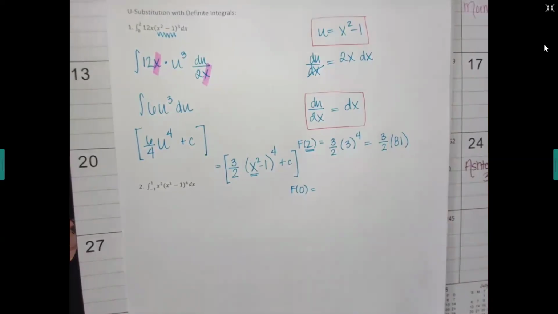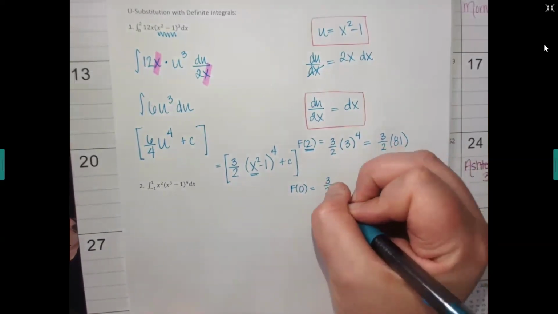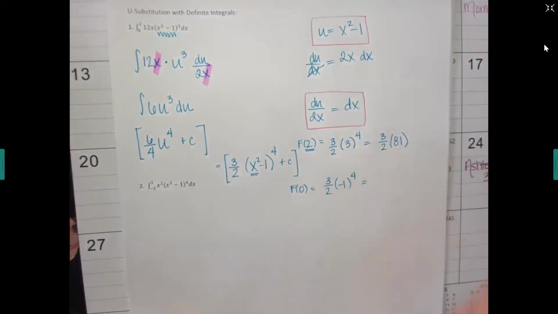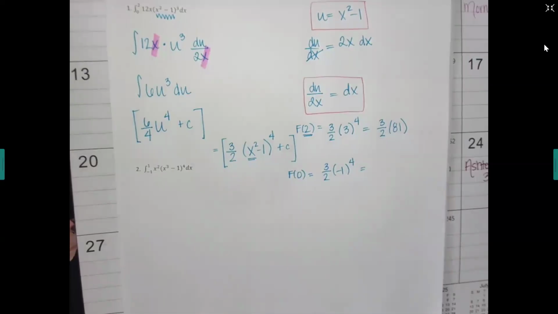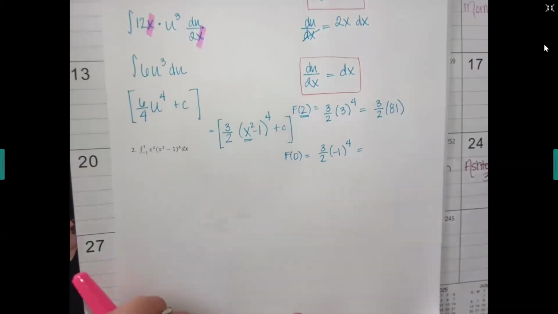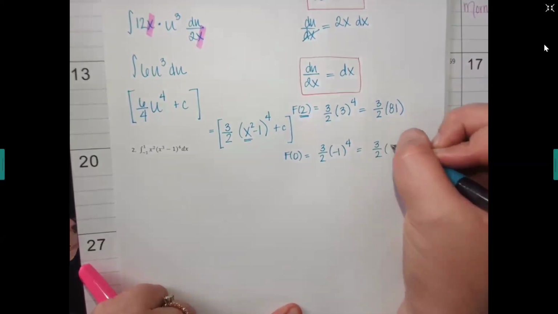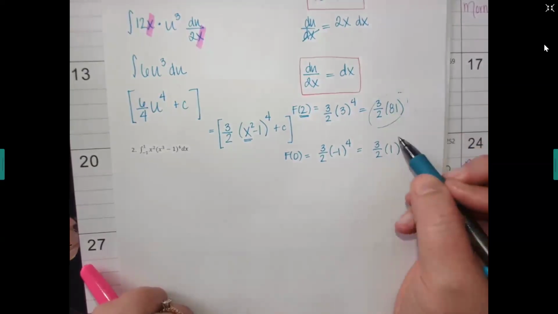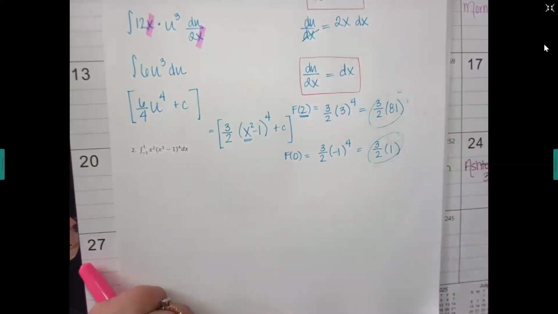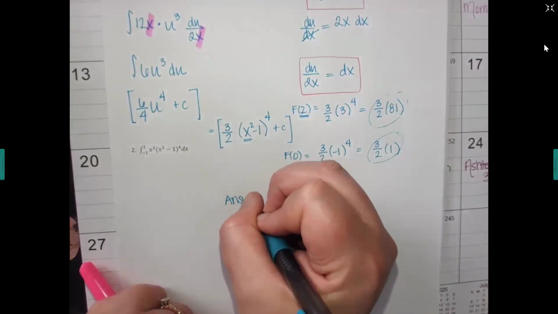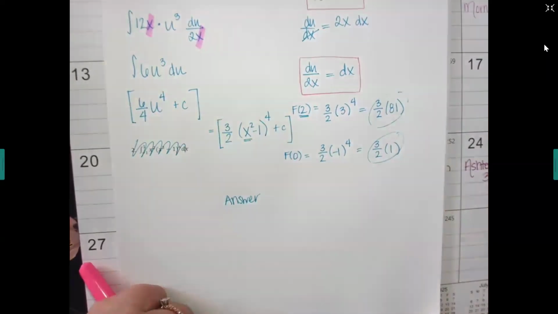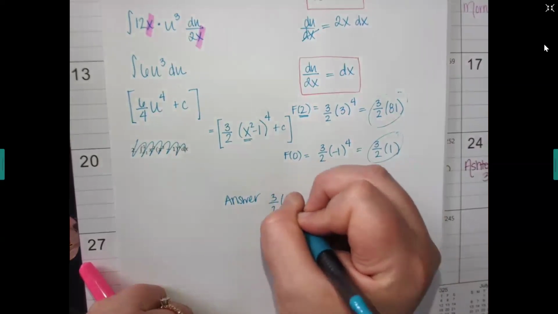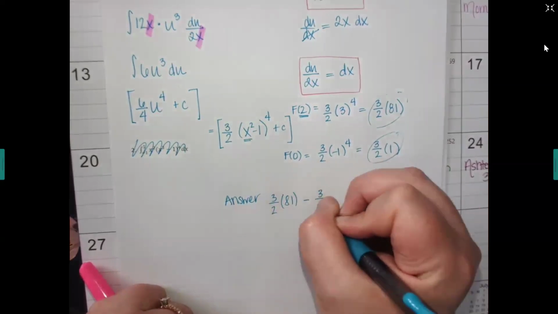Now let's plug in our 0. 0 squared is 0. What's 0 minus 1? So then I want 3/2 of -1 to the 4th. What will -1 to the 4th power be? +1. So this is 3/2 of 1. Okay, then remember, I want to do this minus this. So my final answer, I guess we're not doing number 2 because I wrote 2, is going to be 3/2 of 81, bless you, minus 3/2 of 1.